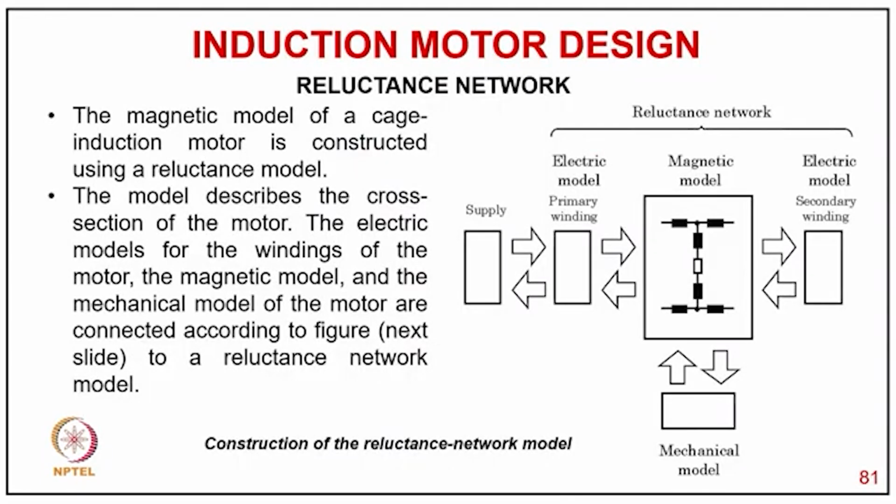Typically the magnetic model of the cage induction motor is constructed using a reluctance model, and the model describes the cross section of the motor and the electric models of the winding of the motor. The magnetic model and the mechanical model of the motor are configured according to the figure on the next slide for reluctance. Here you can see how the reluctance model works: we start from the supply and then go to the electrical model of the primary winding, then the magnetic circuit model, then we go to the mechanical input as well as the electrical model of the secondary winding calculations.